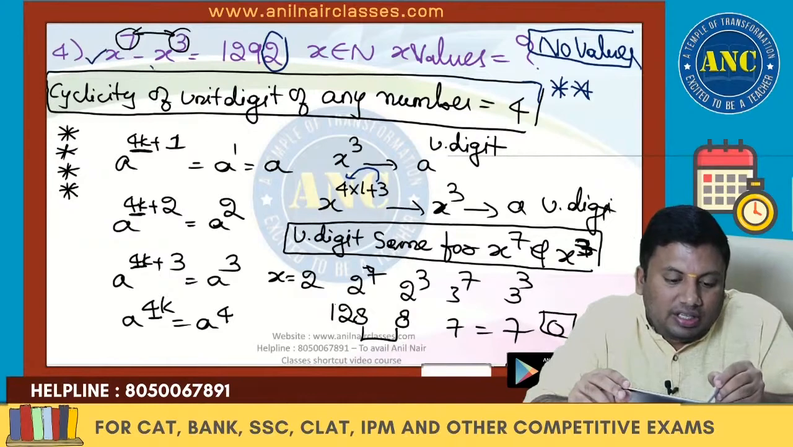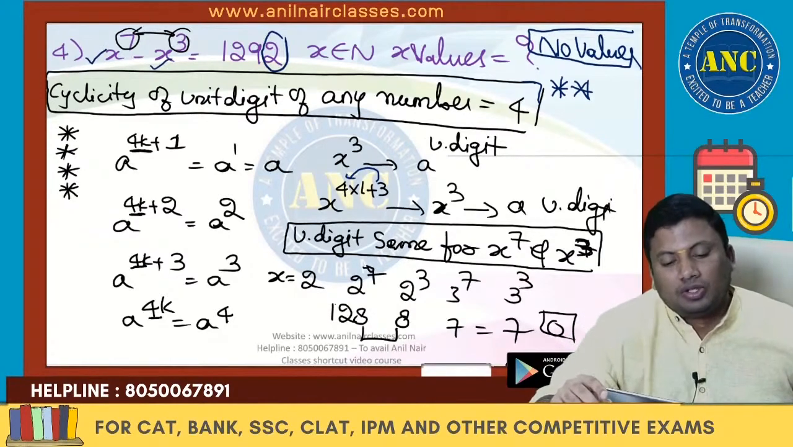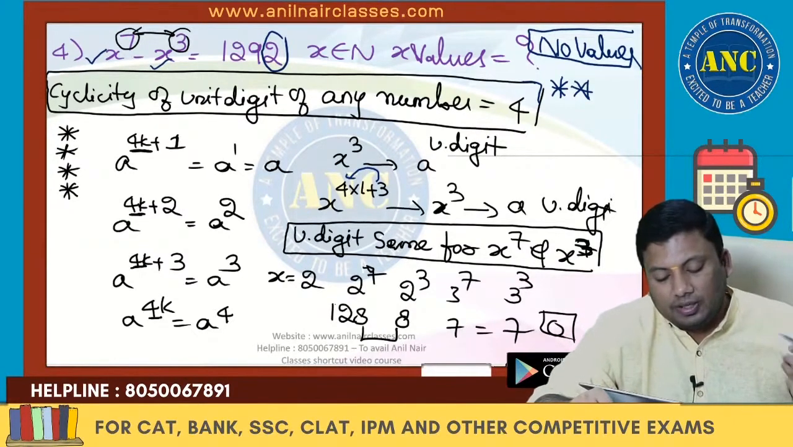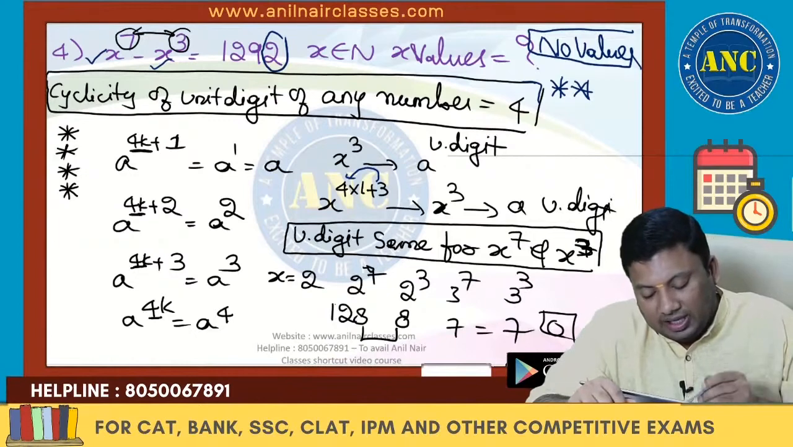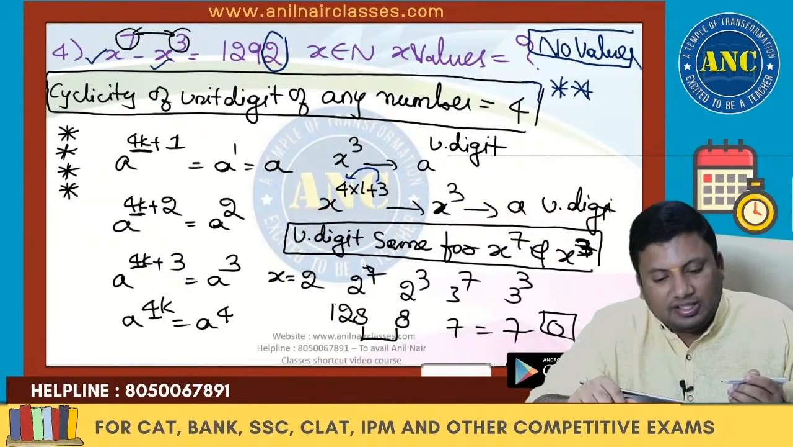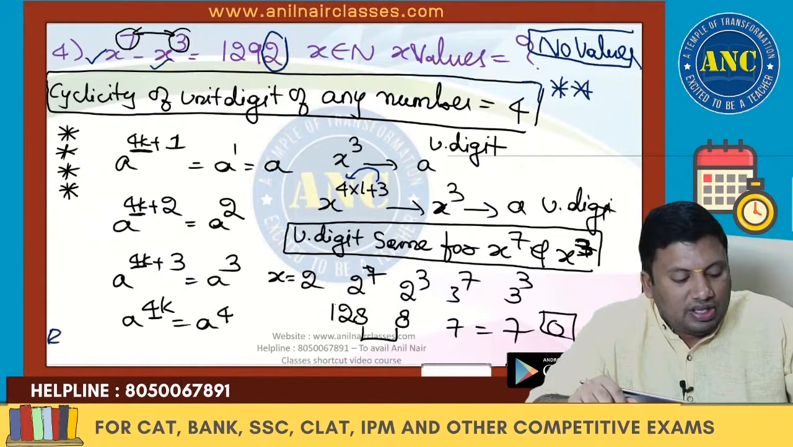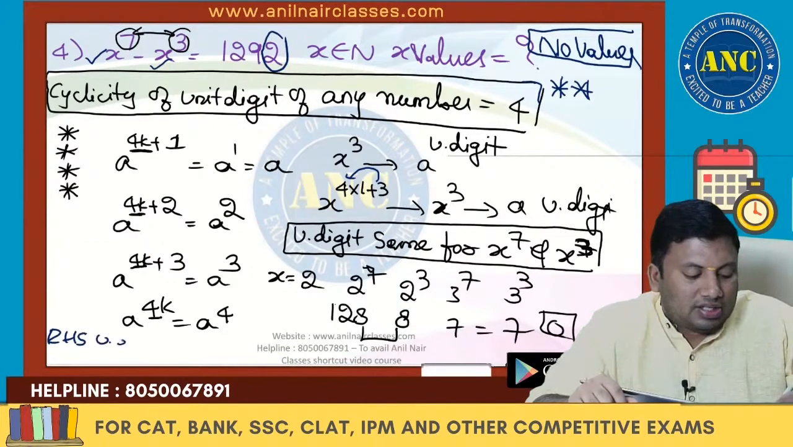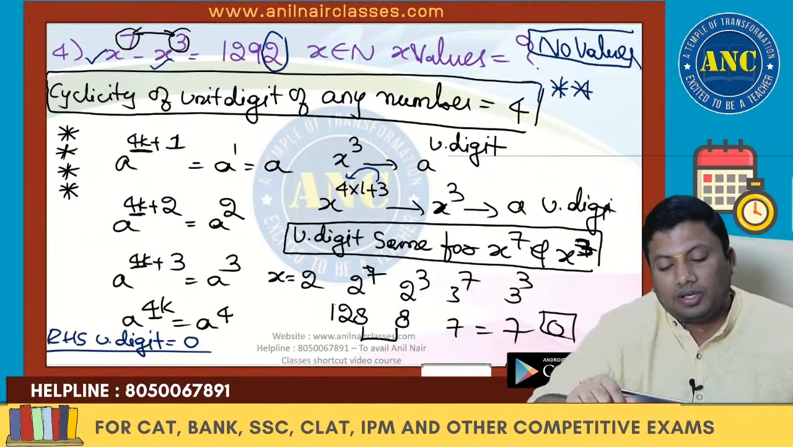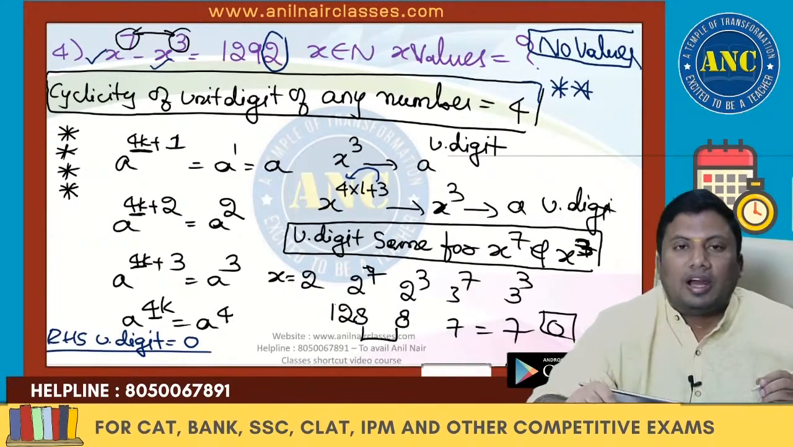This unit digit and this unit digit are the same. So if I subtract, 8 minus 8 is 0, 7 minus 7 is 0. Right hand side unit digit should be 0. But according to the question, right hand side unit digit is nothing but 2. So the answer is no value.